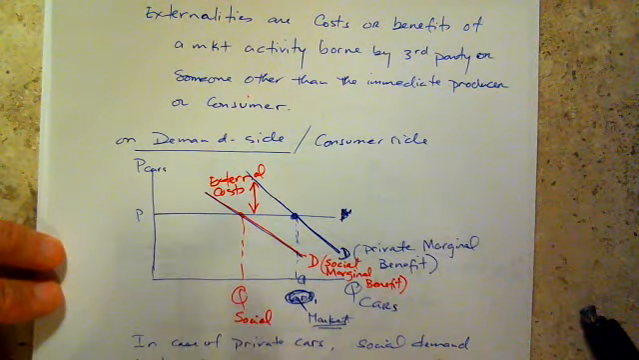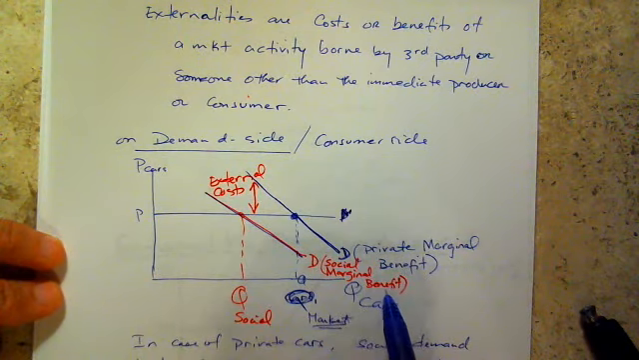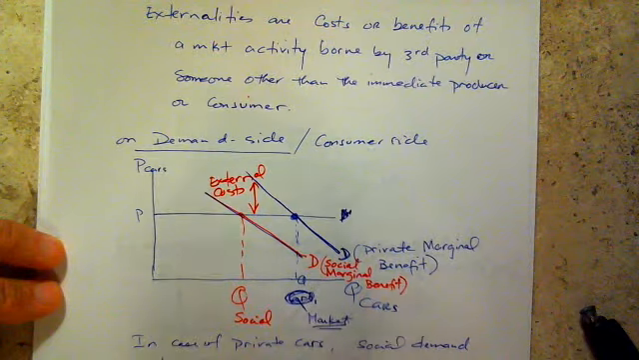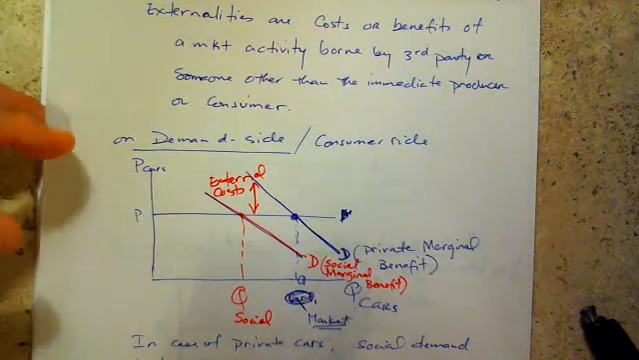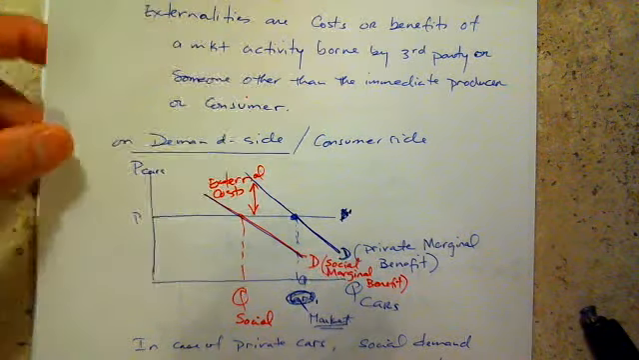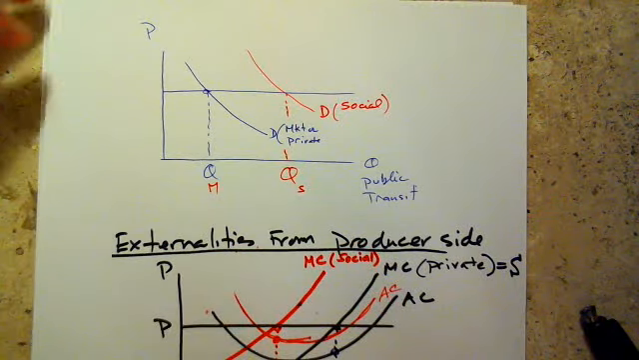So here we are trying to make a distinction between private marginal benefit, reflected in the private or market demand curve, as opposed to social marginal benefit of a product, which is the demand by the society for a certain product. So in the case of private cars, the private demand is greater than the social demand for private automobiles.